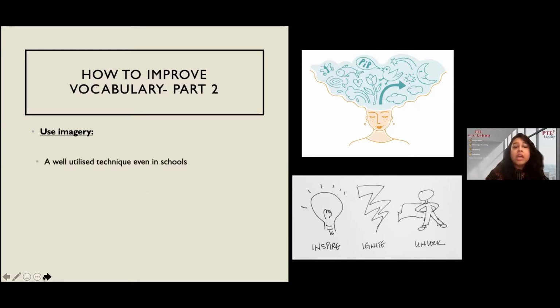So this is a well-utilized technique even in schools. So not only adult people, but also in schools, high school students, primary school students, when they first start learning new words in English or in any new foreign language, they all the time use this technique. They use pictures to remember new words or other information.